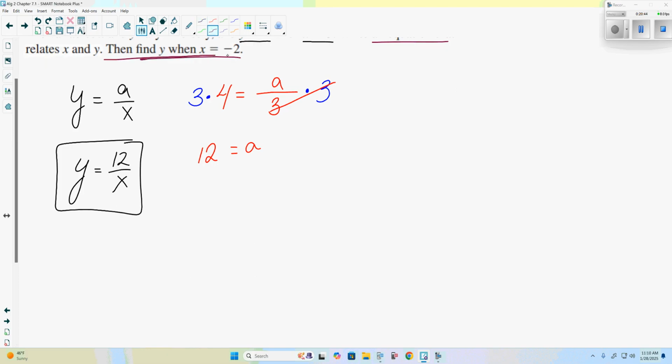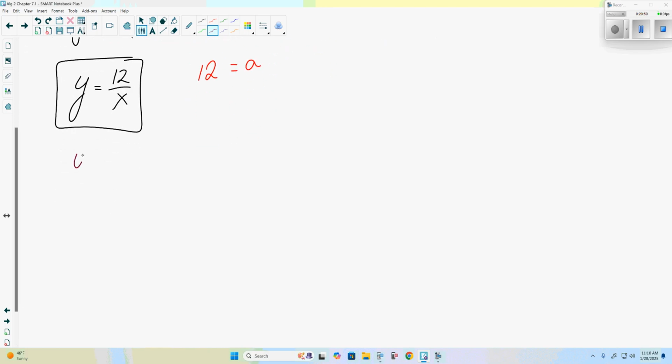Second half, find the y value when x is negative 2. So all I have to do is take this equation and plug negative 2 in for x. 12 divided by negative 2 is negative 6, so the other part is y equals negative 6. We need both parts. I need the equation, I need the y value.